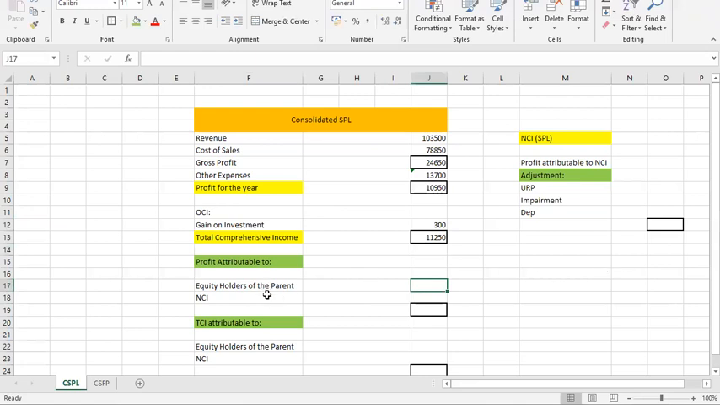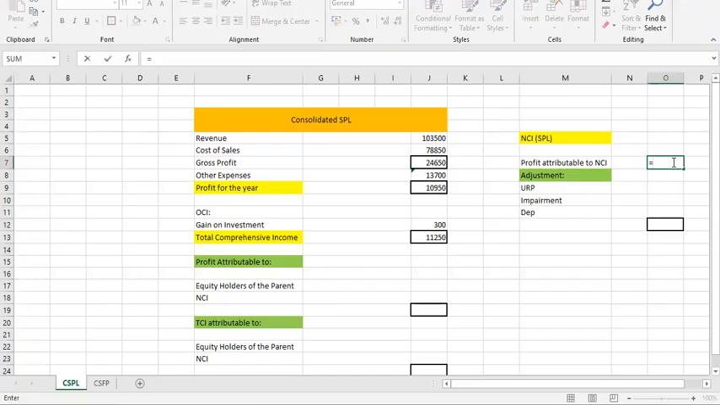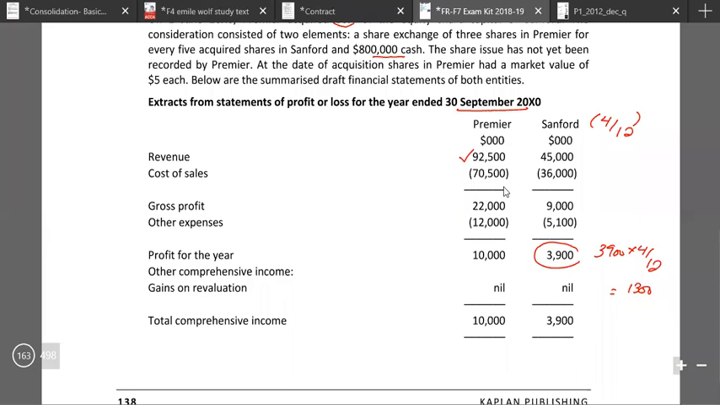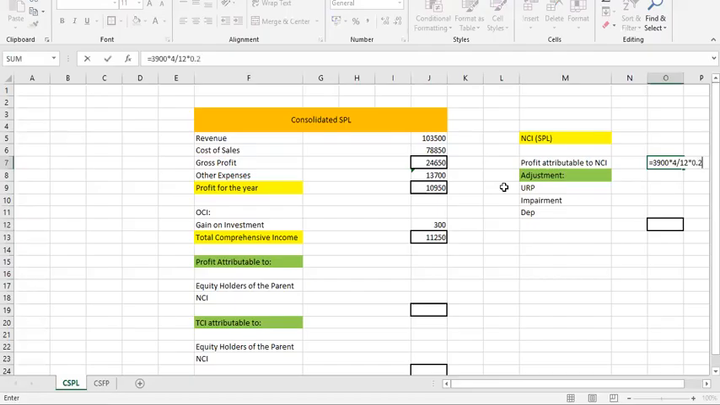For the NCI, we'll be going over here. Okay, so what is the profit attributable to NCI? What was the total profit of the subsidiary? It was 3,900. So 3,900, but obviously we'll be taking only 4 months. So 4 divided by 12, and we will be multiplying it by the NCI percentage. And the percentage of the NCI was 20%. So 0.2. This is the profit attributable to NCI.